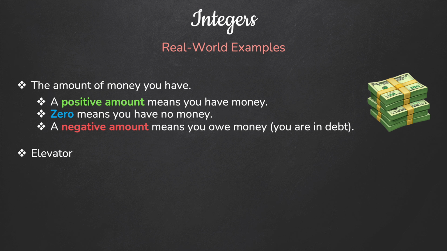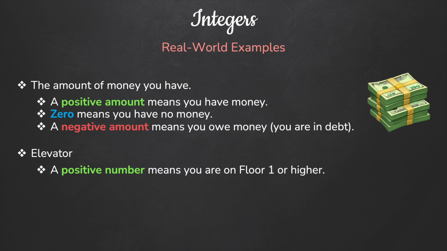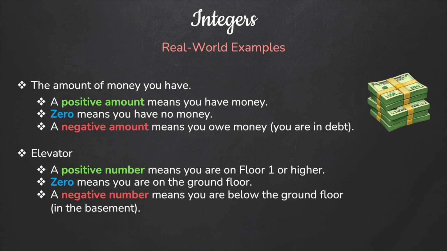Then we have an elevator. A positive number means you are on floor 1 or higher. 0 means you're on the ground floor. And a negative number means you are below the ground floor, which could be something like the basement or a parking garage that is underneath a building.